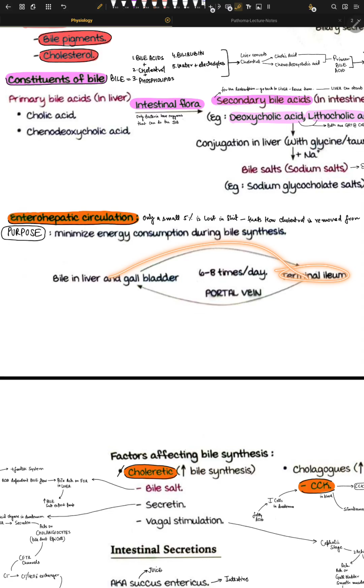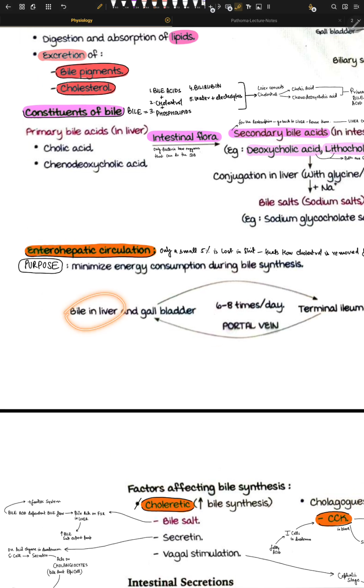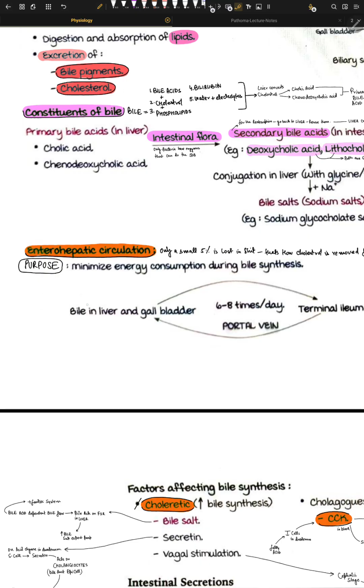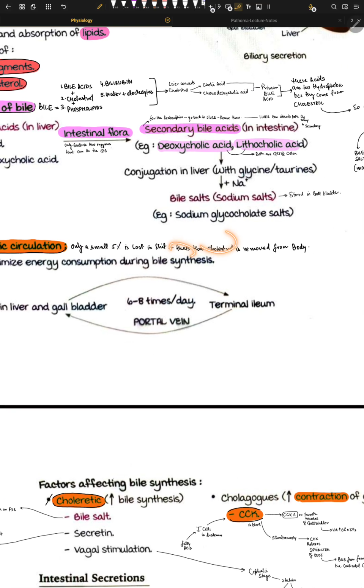It does its work, and it's recycled back into the liver. About 95% of bile is recycled every time, and this recycling is done around 6 to 8 times per day. So only a small 5% is lost in our stool, and that's how cholesterol is removed from our body. So very little cholesterol is removed, right?